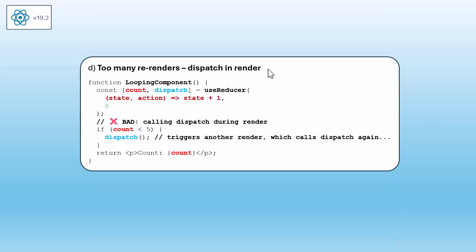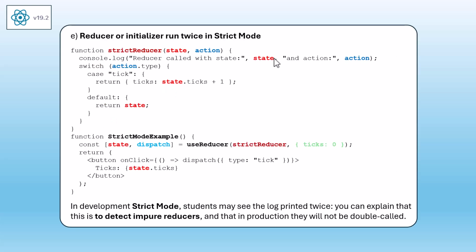Too many re-renders error. Usually this means you dispatched an action during render, rather than in an event handler or effect, causing a render dispatch loop. Avoid invoking dispatch unconditionally during render. Reducer or initializer function runs twice in development with strict mode. React in strict mode may call your reducer or initializer twice to help you detect impurities. If your reducer or initializer is impure, mutating state or relying on side effects, you may see unexpected behavior. Keeping these functions pure avoids this issue.